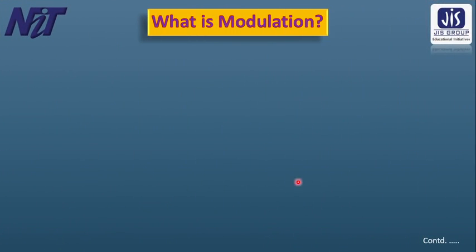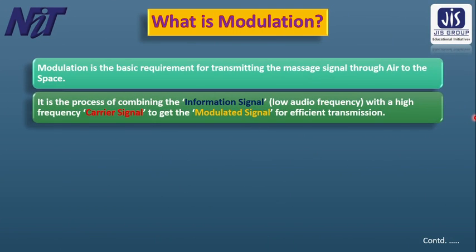Now what is modulation? Let's understand. Modulation is the basic requirement for transmitting the message signal through air to open space. It is the process of combining the information signal, which is nothing but a low audio frequency and basically low power, with a high frequency carrier signal, to get the modulated signal for efficient transmission through air.